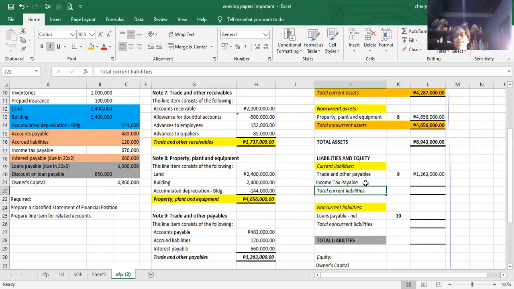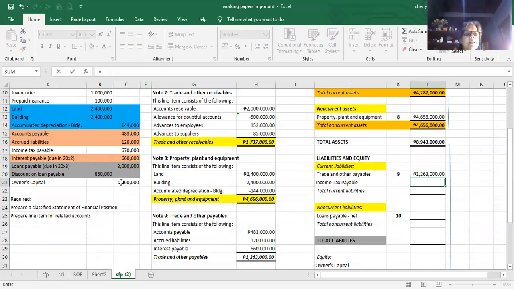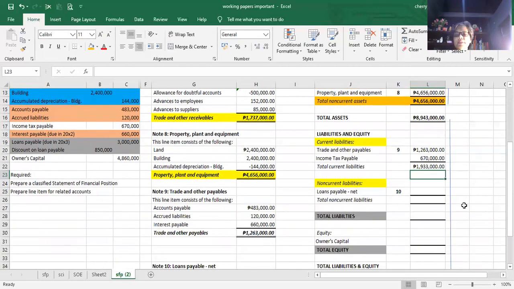Why did I do that? Remember that whatever the account title presented in your trial balance should prevail. Do not add some other account name that is not included in the trial balance, because the trial balance accounts are taken from the chart of accounts. So income tax payable is the appropriate account because it is taken from their chart of accounts. So how much? It is 670,000. That's total? Yes. So you get 1,933,000.